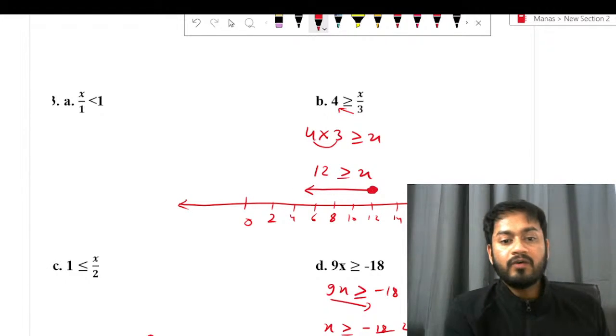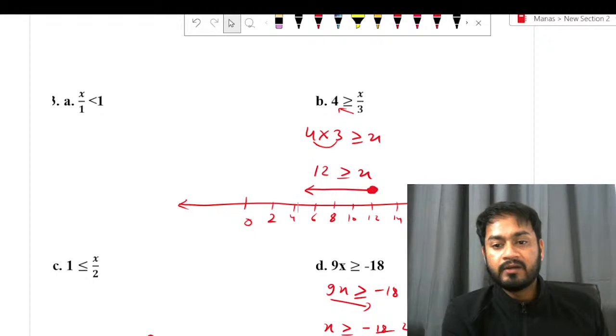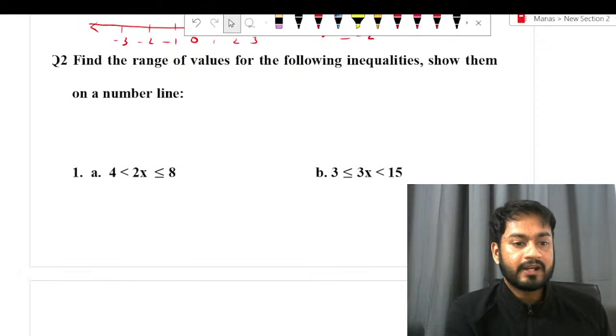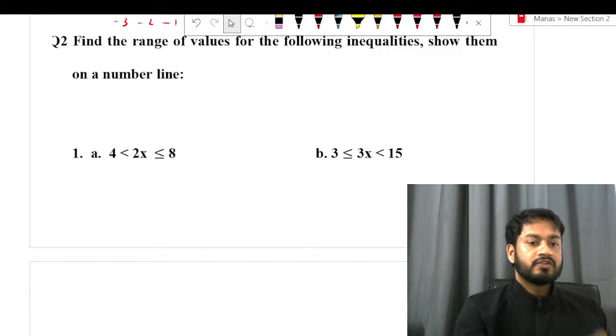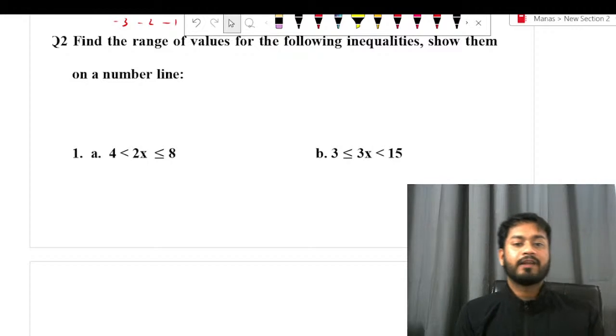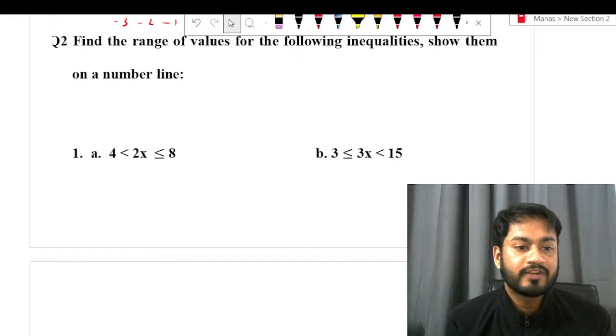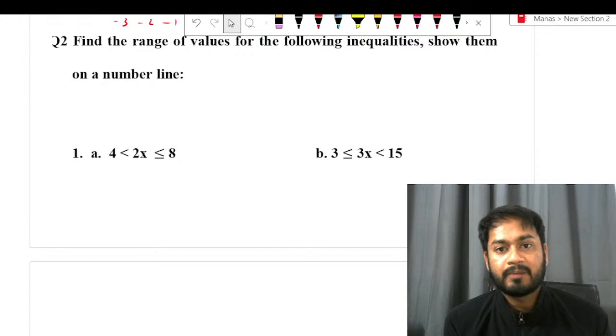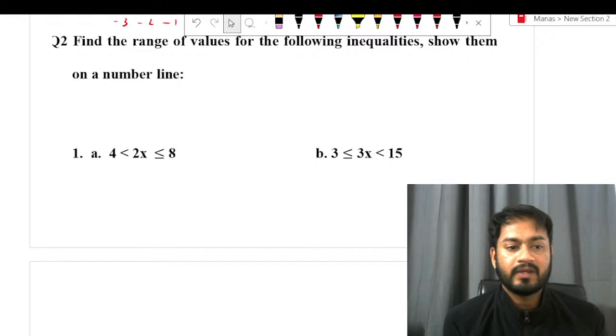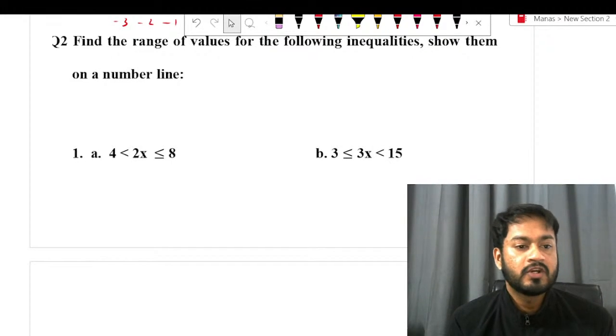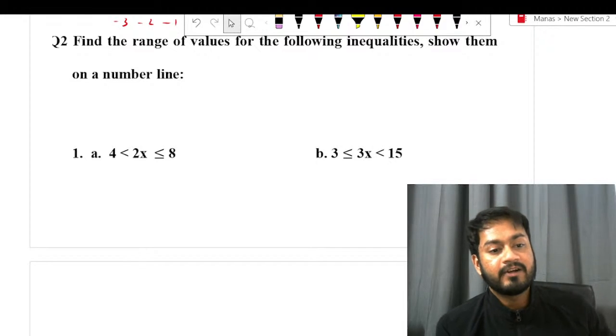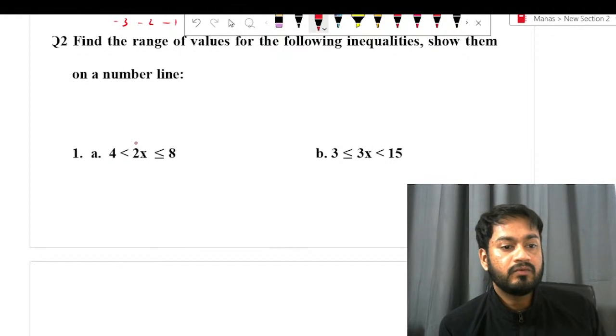Okay, now children, sometimes we get a difficult question of this kind. Can you see this? Find the range of the values for the following inequalities and show them on a number line. These types of questions generally come in checkpoint exams and many other exams, in CBSE or we can say in Cambridge. These types of questions are very difficult to solve, because we don't know where to shift this 2 and where to shift this x.